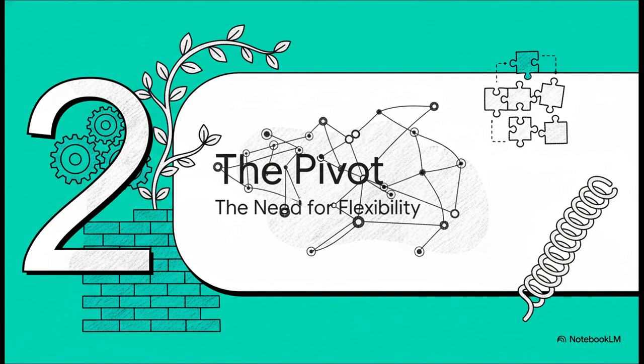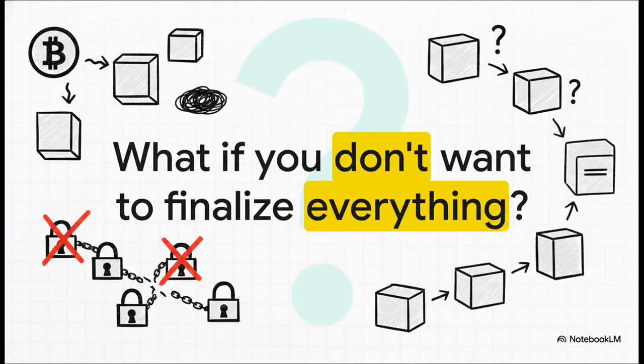Okay, so that rigidity is great for security, but it's not always what you want. And this is where the need for flexibility comes in, and where Bitcoin's programmability really starts to get cool. I mean, what if you want to create a transaction where maybe a friend can add their own funds later? Or what if you want to spend the money, but the final recipient hasn't been decided yet? That standard lock-everything model just completely falls apart in those scenarios.